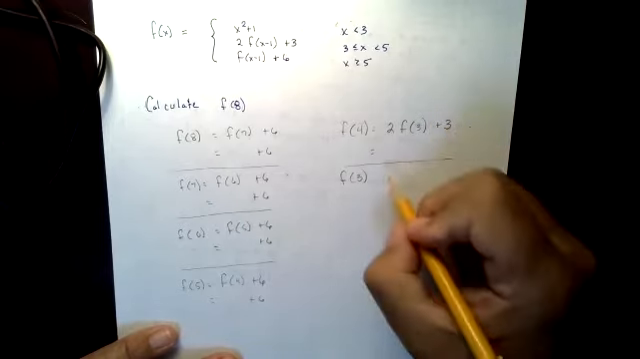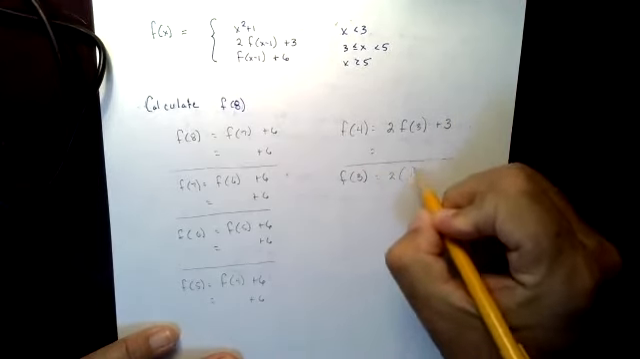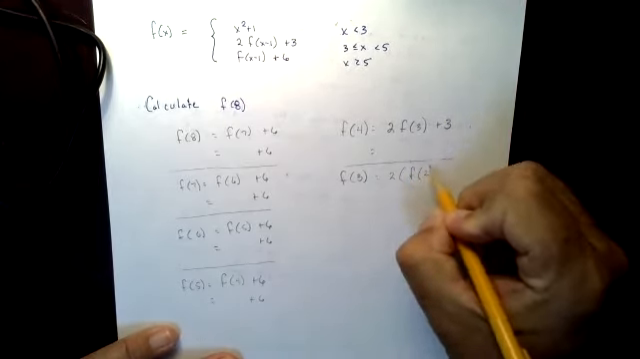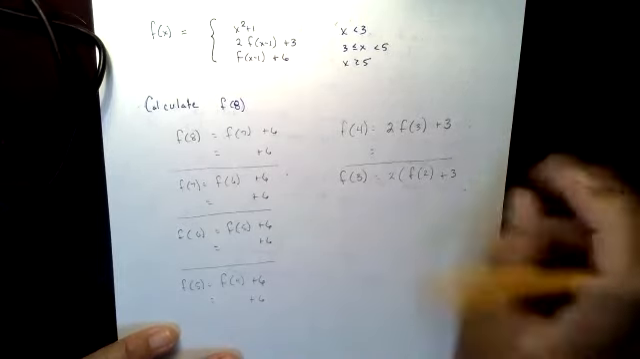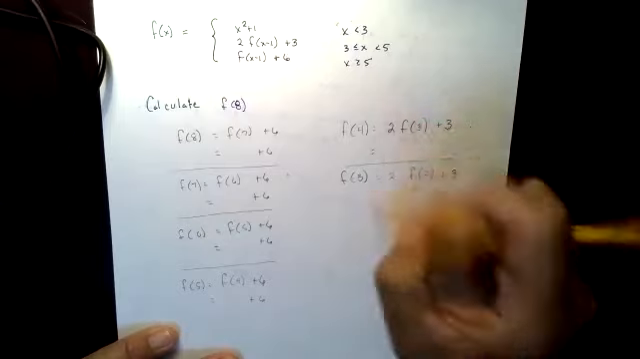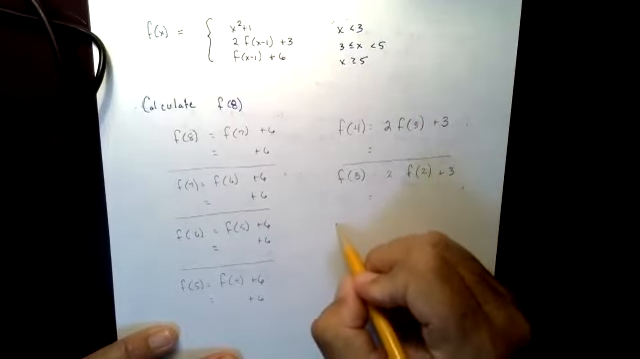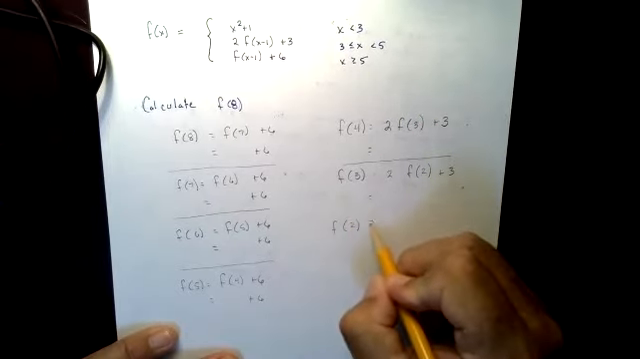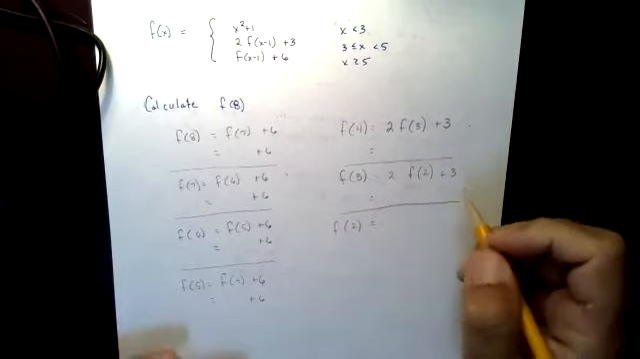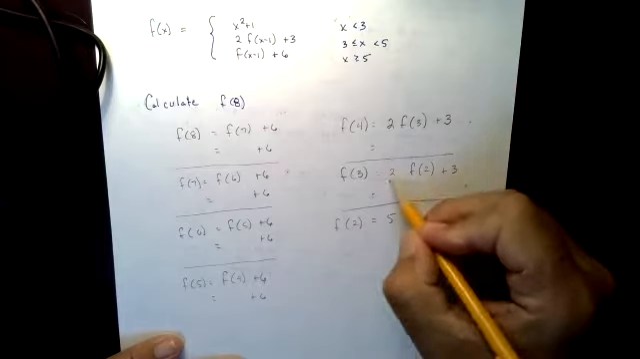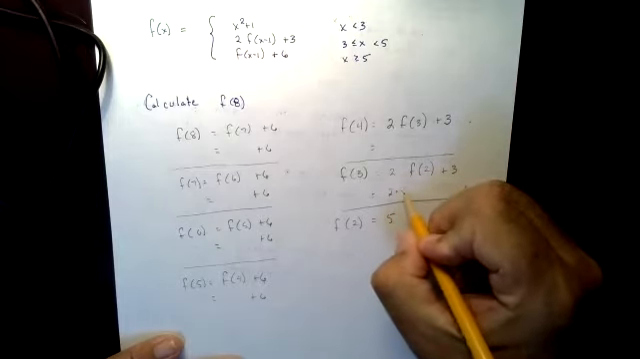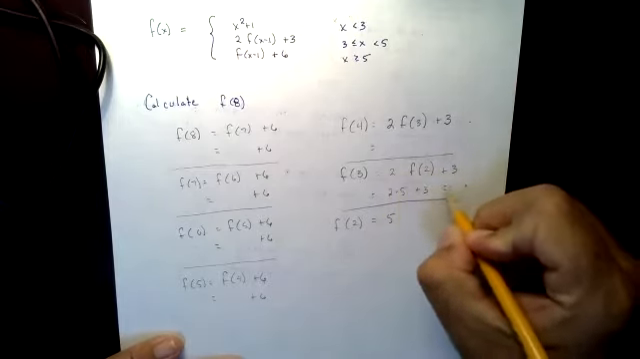f of 3 falls into that group. 2 times f of 2 plus 3. Oh, I put that there. So I'm really slowing down now. f of 2 equals 5. So I plug that back up here. 2 times 5 plus 3 is 13.